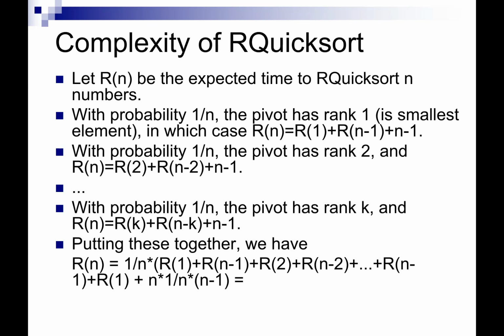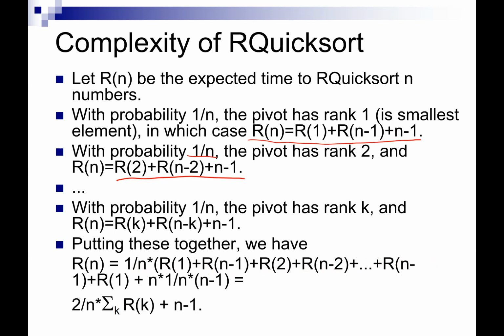Okay, so therefore, the expected running time is going to be, well, with 1/n probability, we're going to have this running time. Right? With 1/n probability, we're going to have this running time, okay, and so on. And so if we add all these together, then the running time is going to be just this sum over here, okay?